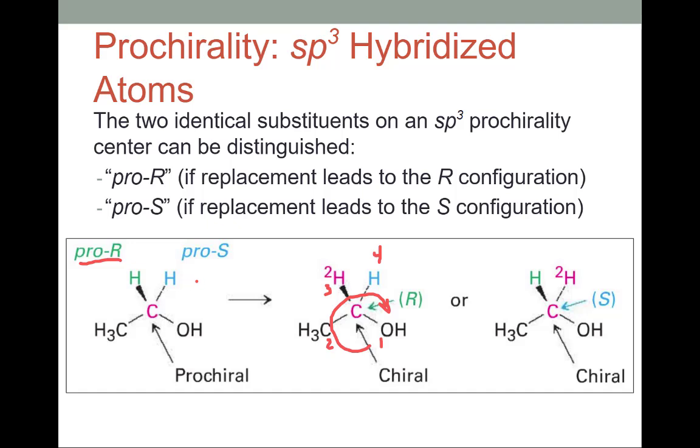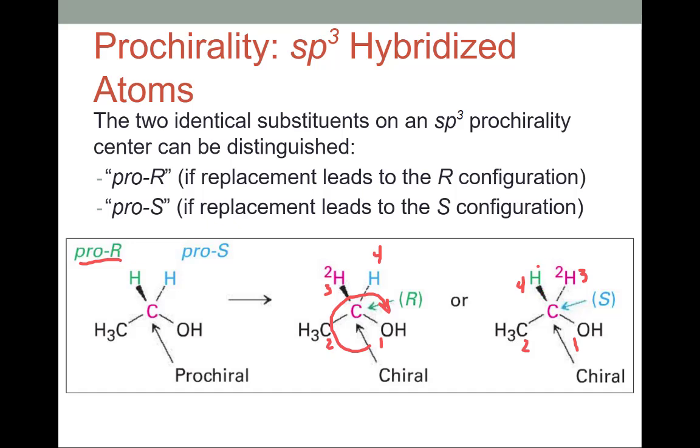The blue one would be labeled pro-S. Again, if we already know one, we can know the other for sure, but the way to rationalize it is to look at this. Again, our rankings are the same. 3, 4, okay, and it looks like 1, 2, 3, it looks like we're going rightward again. However, notice that our lowest ranking group is facing towards us.